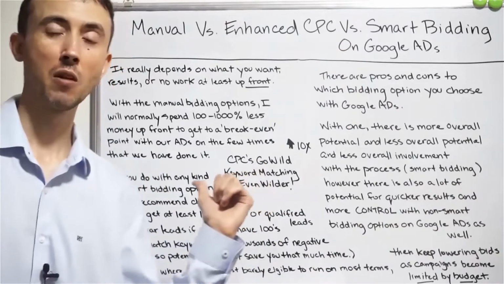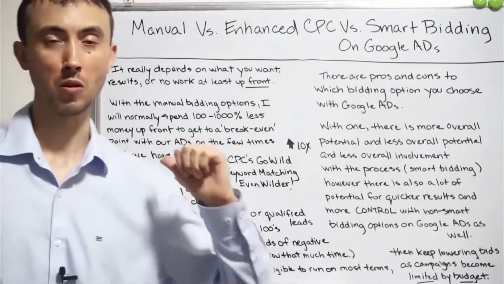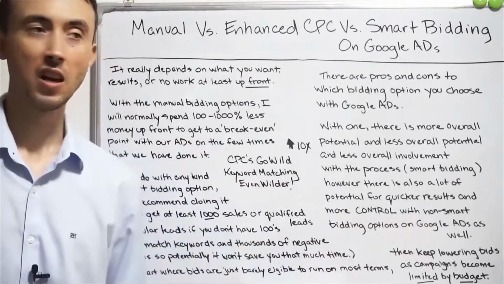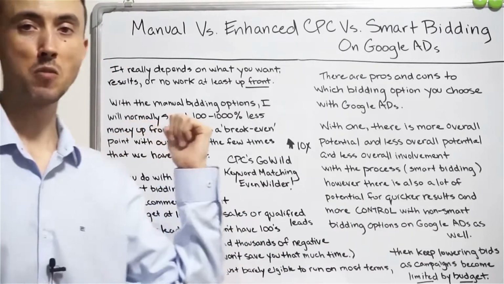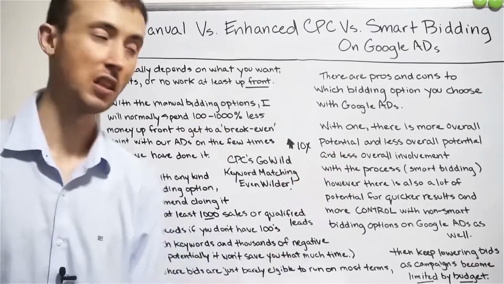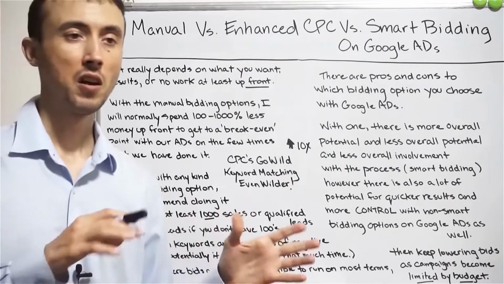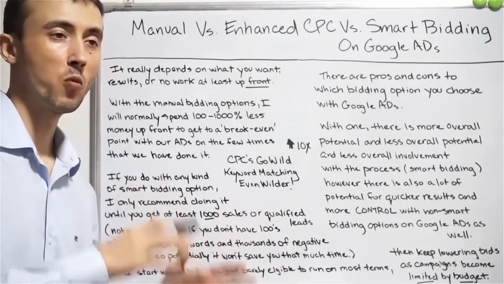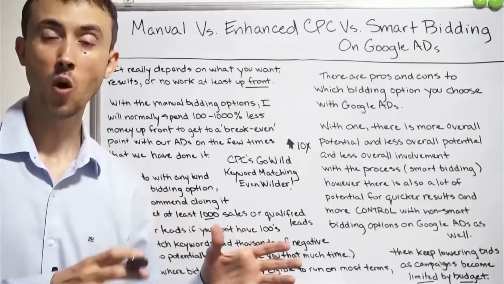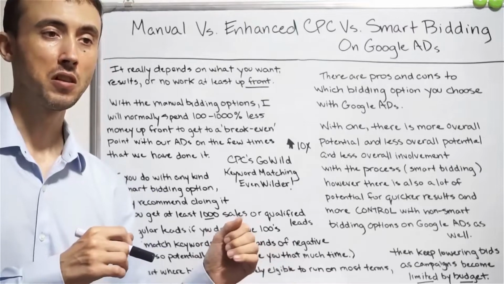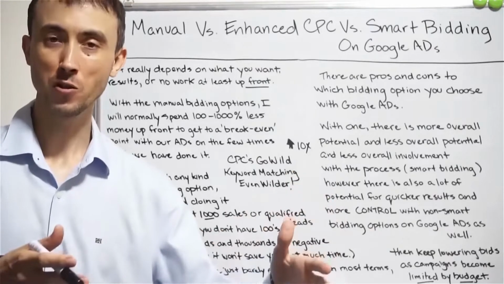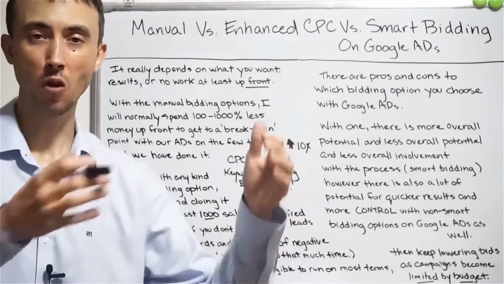And now you're back to square one, because you can't do that anymore, because you're bleeding too much too quick, and you have to go back to manual bidding anyway, or enhanced CPC bidding at least. Why 1,000? Because that's also when the algorithm has enough qualitative data to see, pretty much for sure, the type of people that normally buy.